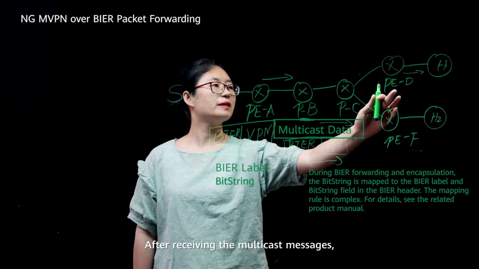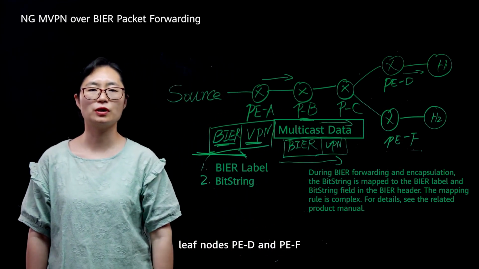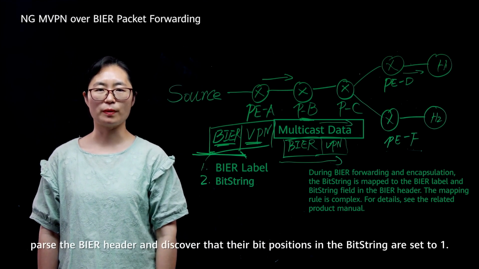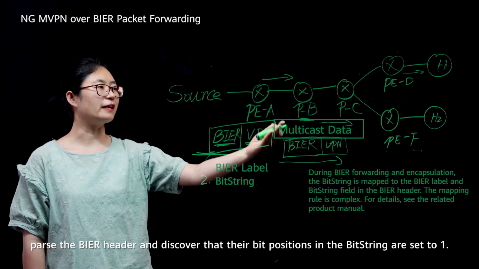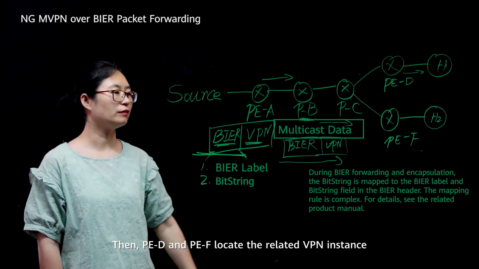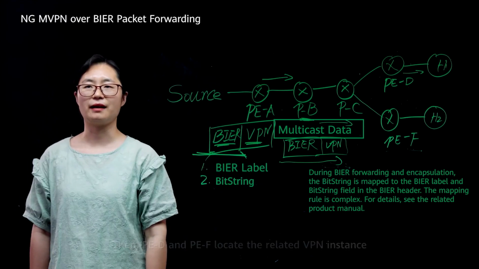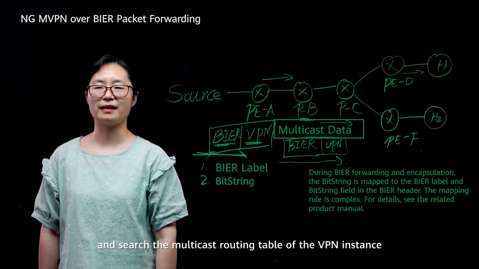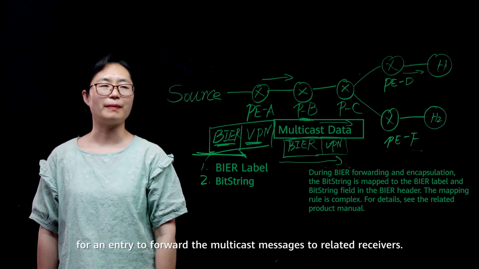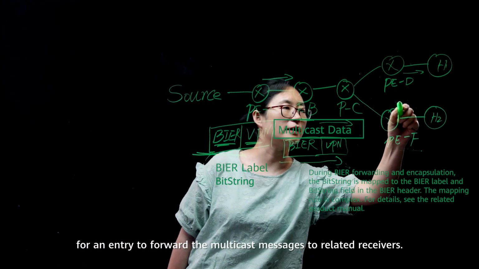After receiving the multicast messages, leaf nodes PE D and PE F parse the BIER header and discover that their bit positions in the bit string are set to 1. Then, PE D and PE F locate the related VPN instance and search the multicast routing table of the VPN instance for an entry to forward the multicast messages to related receivers.